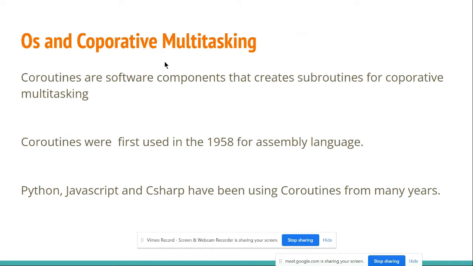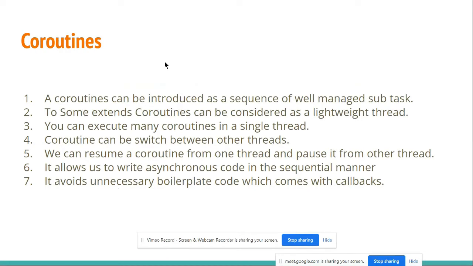So let's consider the OS and cooperative multitasking. Coroutines were first used in 1958 for assembly language, and they were used in Python, JavaScript, and C# earlier, and later were introduced in Kotlin. So we are using it in Android. Like our OS handles multiple tasks simultaneously, to perform multiple tasks simultaneously we are using coroutines. These are some major uses of coroutines.